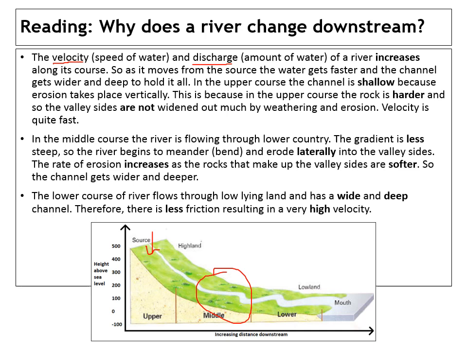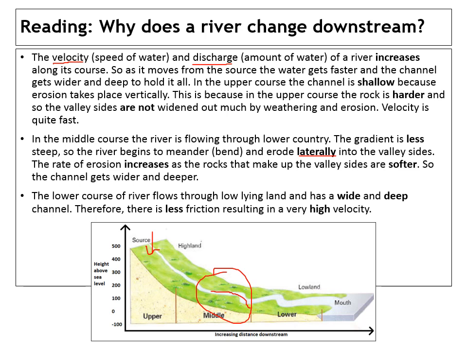So it starts to bend, starts to twist and turn a little bit, and erode laterally. Okay, so laterally means outwards as opposed to downwards. So it starts to widen the river channel into the valley sides. The rate of erosion increases as the rocks that make up the valley are softer, so the channel gets wider and deeper.